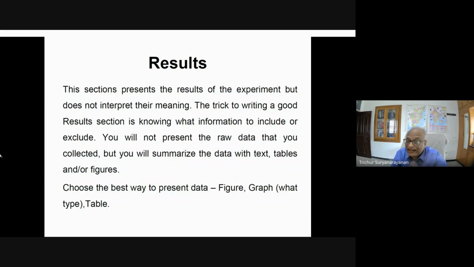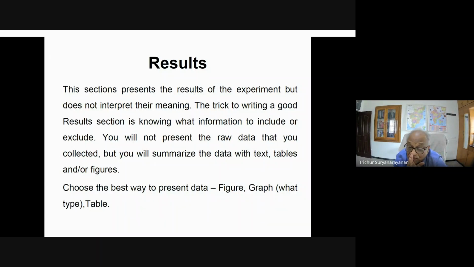Results. This section presents the results of the experiment, but you don't interpret the meaning; that comes in the discussion. So the trick of writing a good results section is knowing what information to include and what information not to include. You will not present the raw data in results. You will summarize the data with text, tables, and figures.